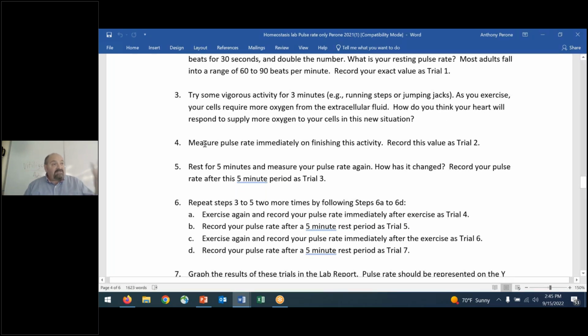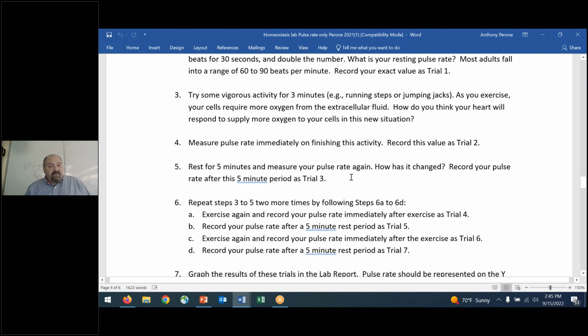So now step 4 here on your plan: measure pulse rate immediately on finishing this activity. That's trial number 2. You've taken trial number 1, where you sat there for about 5 minutes. For trial number 2, you're going to exercise for 3 minutes. Immediately after that, you're going to take the person's pulse and record that as trial number 2.